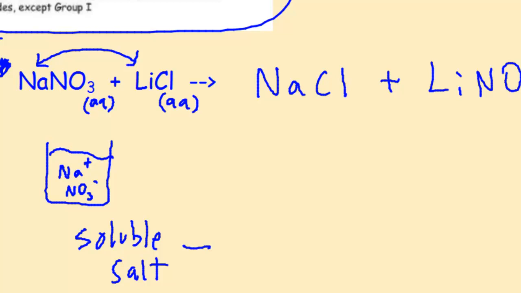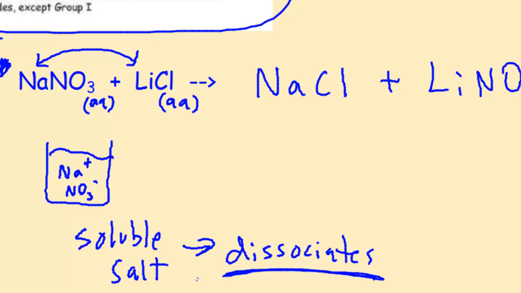A soluble salt dissociates in water. Dissociates means it breaks into its ions. In simple terms, it breaks into its ions. So if we have lithium chloride, again, it is a soluble salt. How do I know that? Well, the rules: all nitrates are soluble. All chlorides are soluble, with a few exceptions, but not those. So they're dissociated when we mix the two.